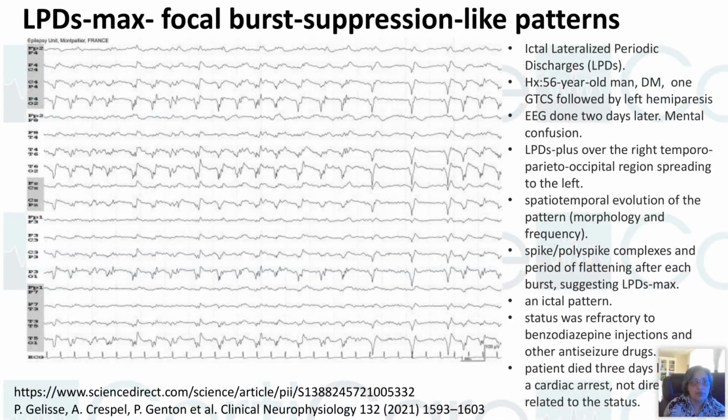And here is another example. It is a burst suppression-like pattern in a 56-year-old man, history of diabetes, generalized tonic-clonic seizure, and left hemiparesis. EEG is done 2 days after admission, and if you look at that, the patient is having LPDs, and in between the LPDs, the background is suppressed. This is a refractory pattern, not responding to any anti-epileptic drugs. According to this paper, the patient passed away of cardiac arrest, which was independent of the condition of the EEG that you are looking at.